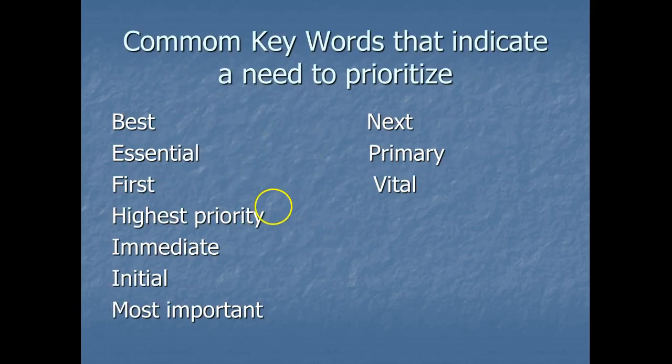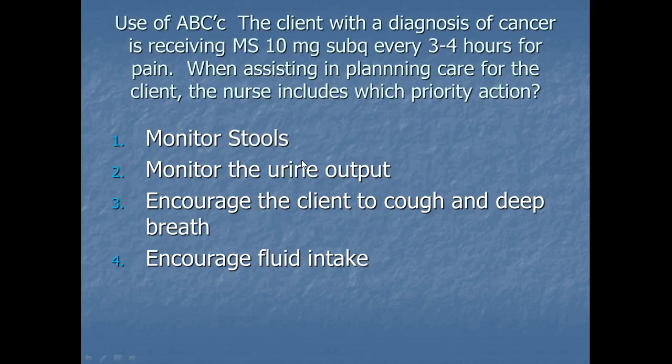These are examples of common keywords that you use to prioritize, and like I said, ABC is a big one: airway, breathing, circulation. Many times it can be the right answer, not always, but it can be. Here's an example of ABCs. The client with a diagnosis of cancer is receiving morphine sulfate, 10 milligrams sub-Q every 3 to 4 hours for pain.